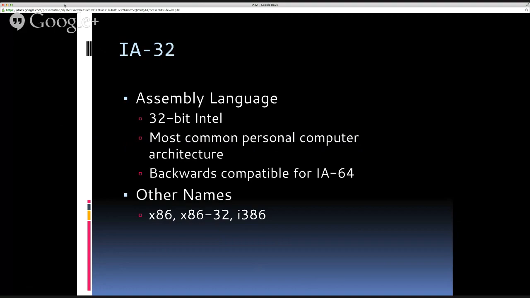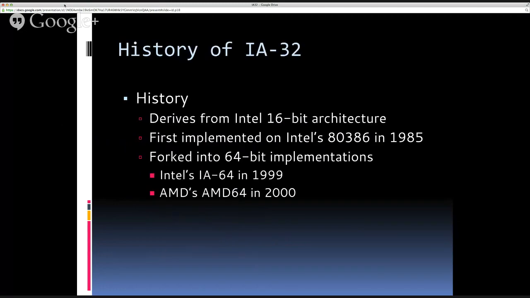A few other names, if you're new to this architecture, you'll hear this referred to as x86 or i386, but it's all referring to the same architecture family. So, brief history. This has been around for a long time. 1985 is when the 386 was introduced, and it was the first architecture in this family. Many generations of processors have come out since then.